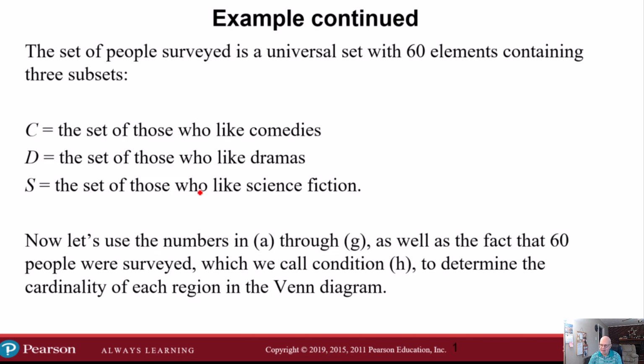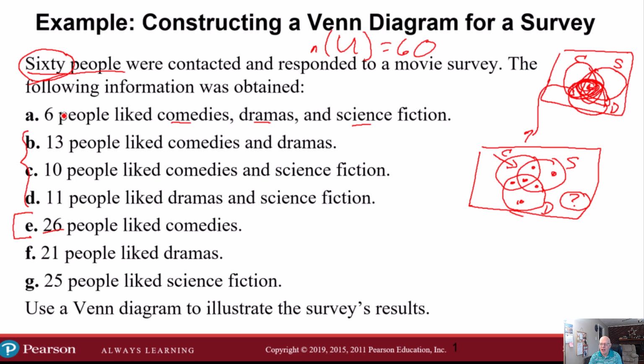The nice thing is the question back here actually leads you through the whole thing if you're paying attention. Because you work with filling in the 6. Those 2 give you another region. These 2 give you another region. And these 2 give you another region. And then do a similar thing with the 26, 21, and 25. And then finally, find out how many are left over after all those sections or regions are filled in.